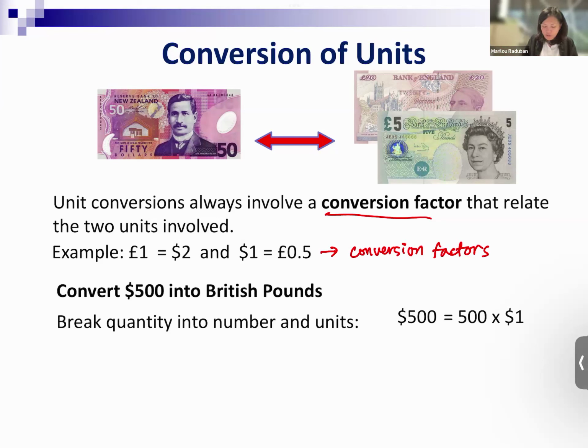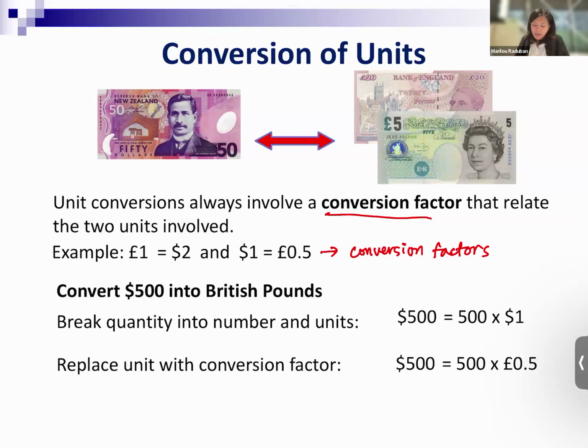The method I use is, first, I break the quantity into number and units. The physical quantity consists of a number and a unit. So $500 consists of 500 pieces of $1. The reason I break the quantity into the number and the units is that it allows me to easily change the unit I don't want to the unit I want using the conversion factor. I don't want dollars, I want pounds. In order to convert dollars to pounds, I use the conversion factor that relates the dollar to the pound.